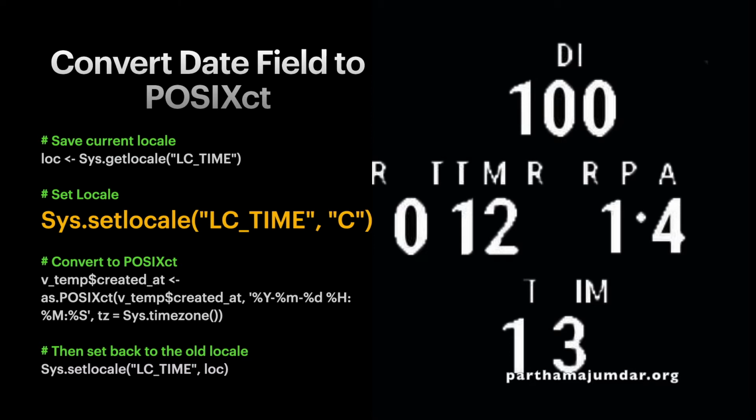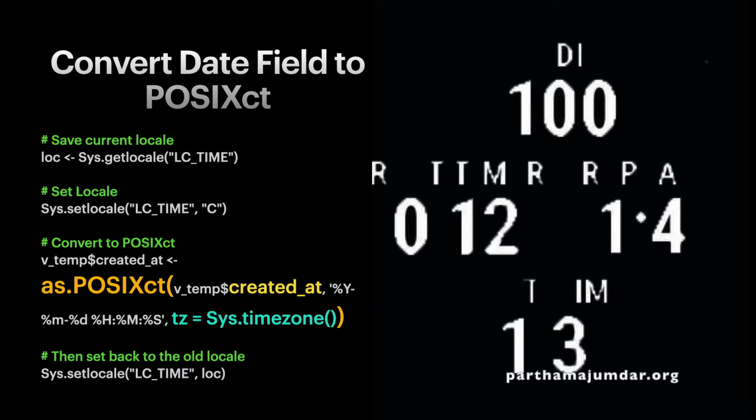Next, we will set the locale as is indicated here so that we can make the conversion. The third step is to use the function as.POSIXct to convert the time into the POSIXct format. Now the field which contains the time at which the tweet was made is in the field called created at. So we will take the data in the field created at and convert it to the POSIXct format. Now for converting, we will use the time zone of the system.